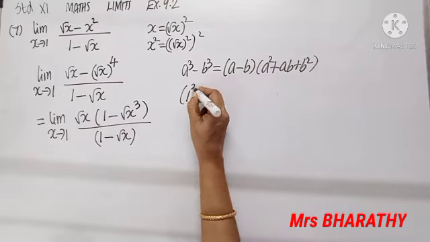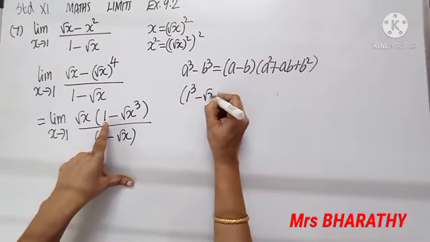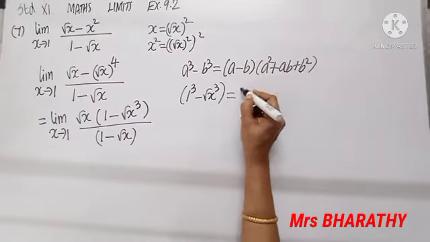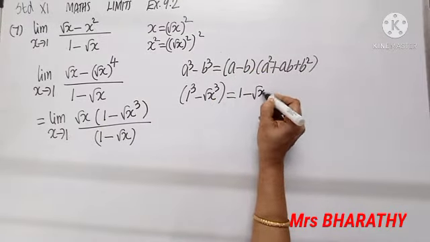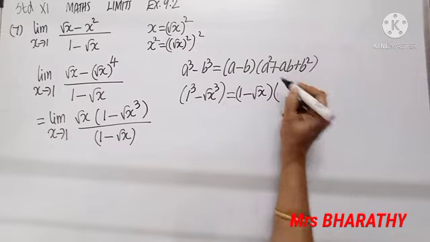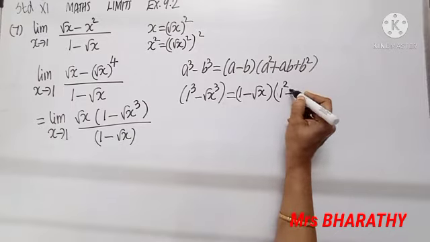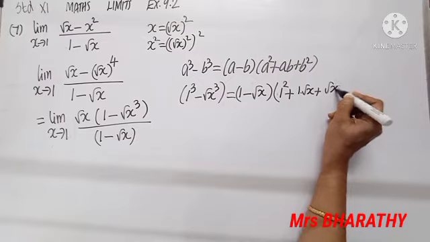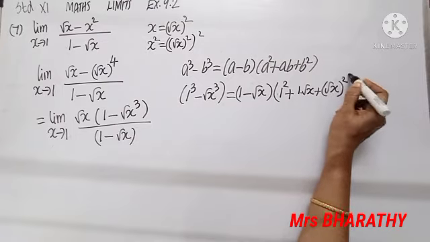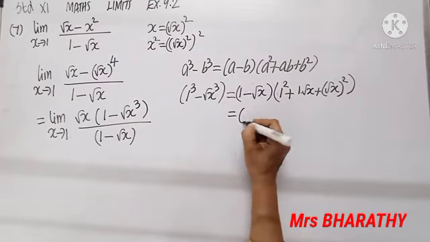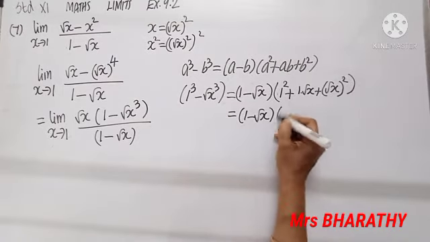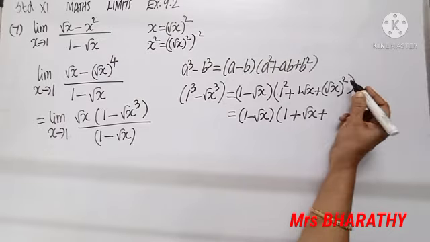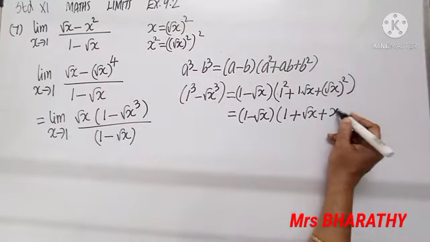Here I have 1 cube minus root x cube. So wherever a comes 1, wherever b comes root x. Here 1 square plus 1 into root x plus root x the whole square. As I simplify, it is 1 minus root x into 1 plus root x. Root x square is x only.